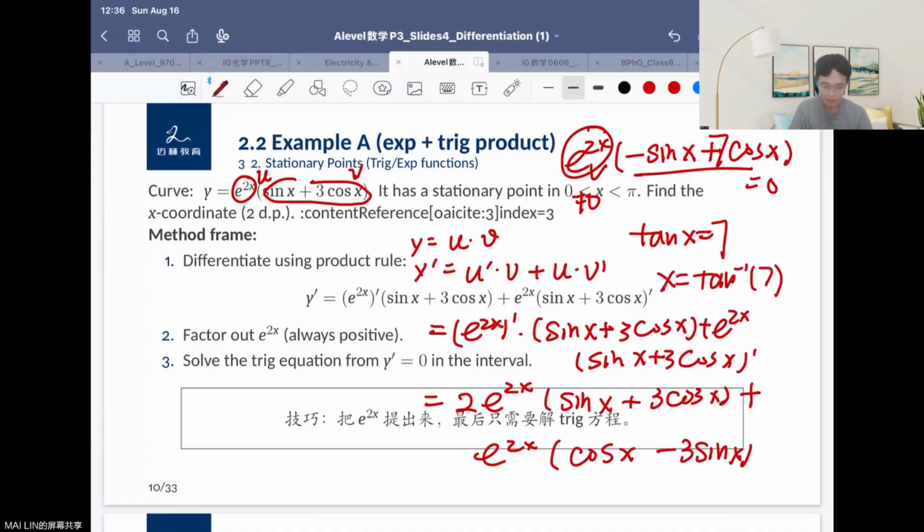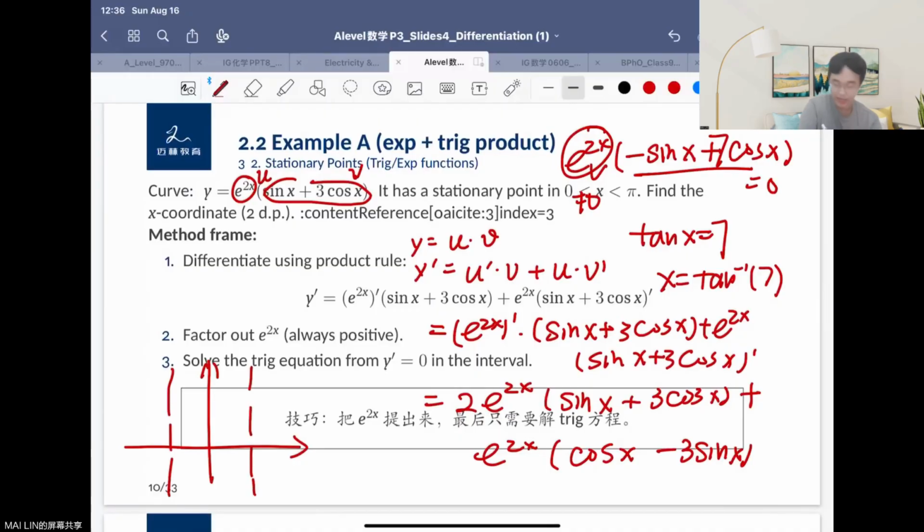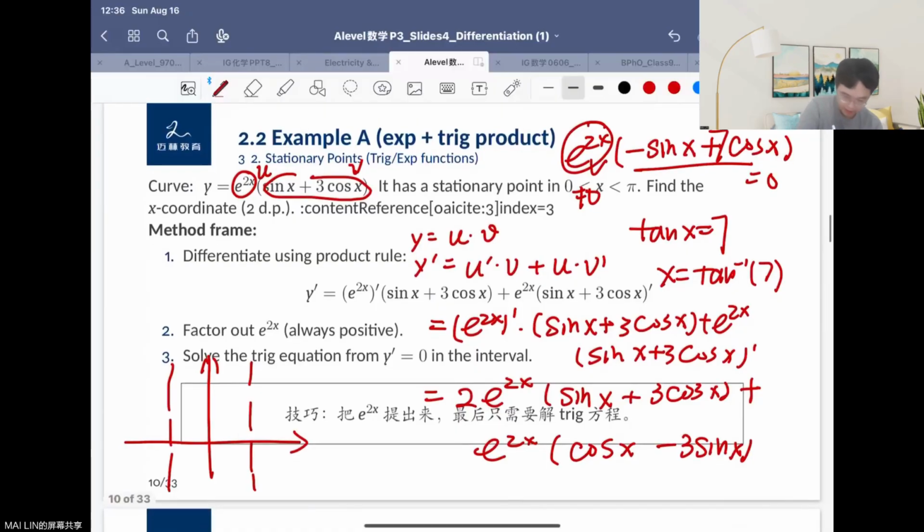Also remember that the graph of tangent x looks like this. You can first draw negative pi over 2 to pi over 2. The function equals 7, which means there is a horizontal line y equals 7, and you can find the exact x point here. So that x is tangent inverse of 7.